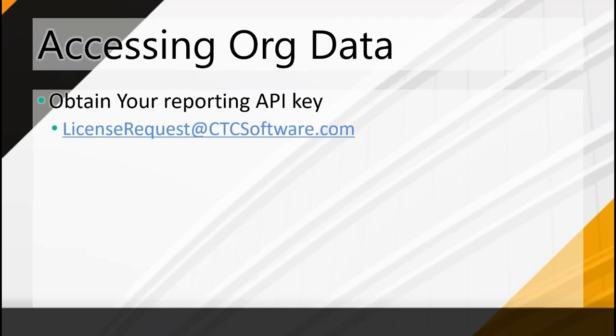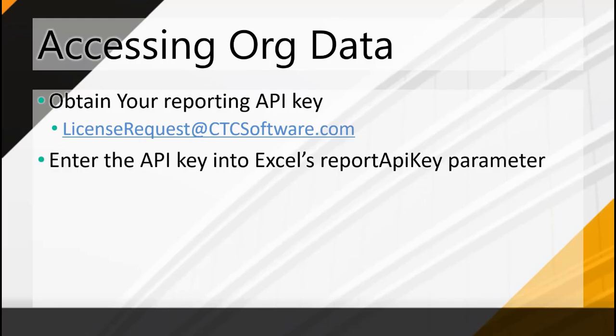So for you to get that key, you want to reach out to licenserequest@ctcsoftware.com. Just reach out and say, hey, I'd like to get my reporting API key. If you have Nexus licensing, you can get your reporting key, just a part of that Nexus licensing. It's free. It doesn't cost you anything extra. You just got to ask for it, and they'll get you that API key for your reporting data from Nexus.